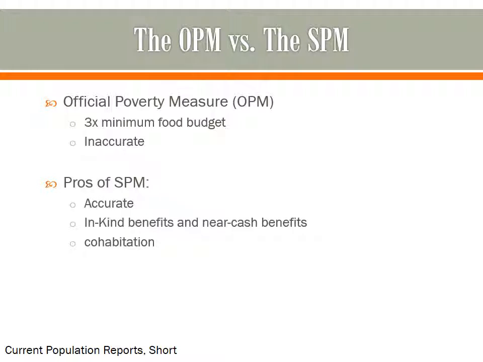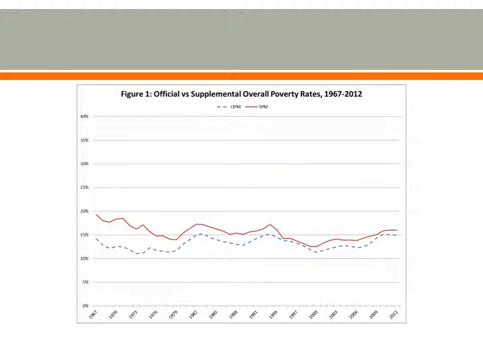The SPM takes into account information that is lacking from the OPM. For example, the SPM takes into account in-kind benefits, such as housing and SNAP, and near-cash benefits, including tax credits. It also takes into account cohabitation, which is far more prevalent in today's society than in 1963, when the OPM was originally formulated.